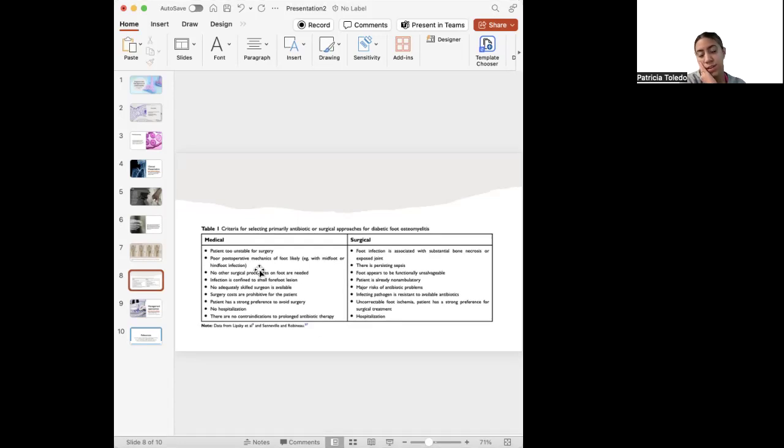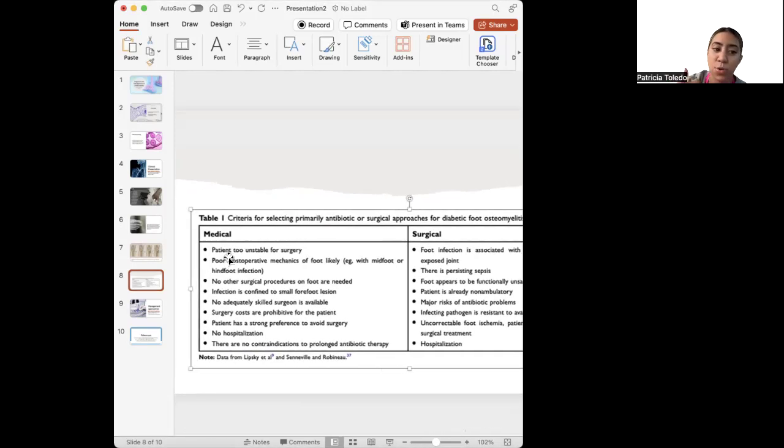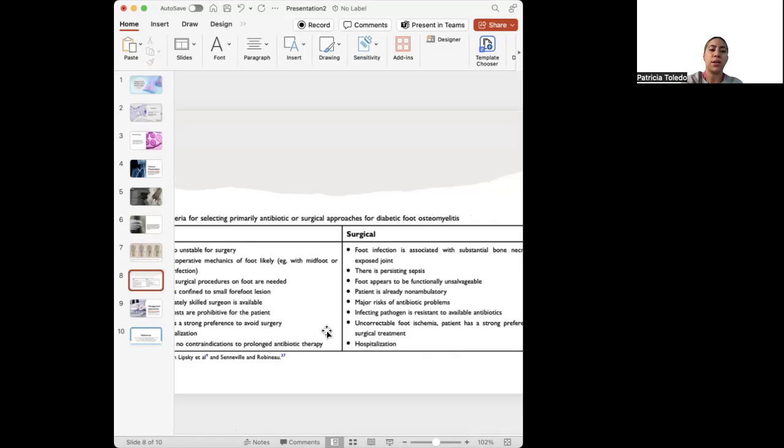I think this is a challenge because ideally we would amputate this patient right away and, after that, do IV antibiotics. But given his social history, on the medical side could be better. So the patient is definitely too unstable for surgery. He definitely has poor postoperative mechanics. For example, he is doing a lot of walking and he's working. But definitely surgical just poses way too many threats for him.